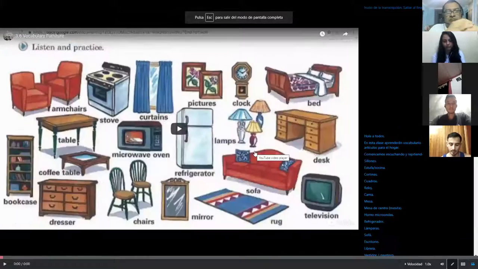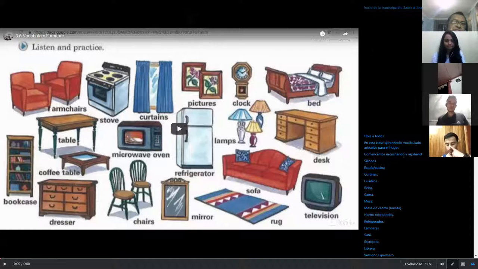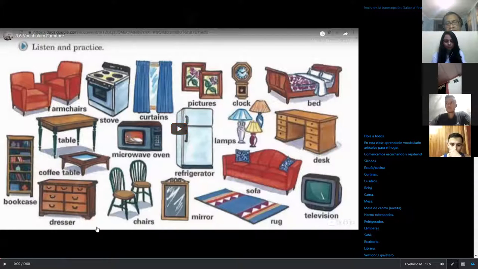Okay. So we're going to watch the video. This is about furniture. Furniture is the general word. It refers to muebles. That's the vocabulary that we're going to practice now. So we're going to listen to the video, pay attention, and you can repeat at home so you can practice pronunciation.